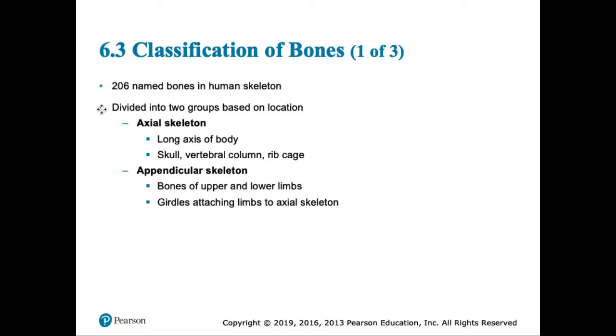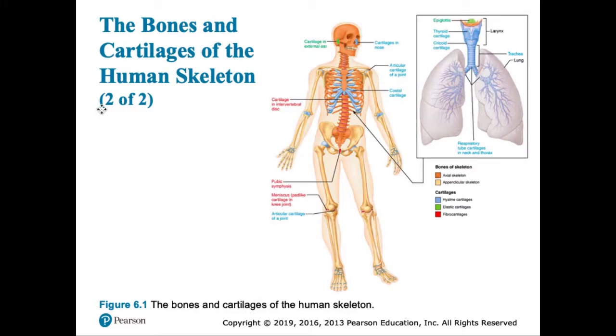There are 206 named bones in the human skeleton, and they're divided into two groups. You heard me say these two groups in that picture of the skeleton. We have the axial skeleton, which is that long axis of the body, the skull, the vertebral column, the rib cage. And we also have the appendicular skeleton. And that's bones of the upper and lower limbs, the girdles attaching the limbs to the axial skeleton. So those are the two main groups of bones that we talk about.